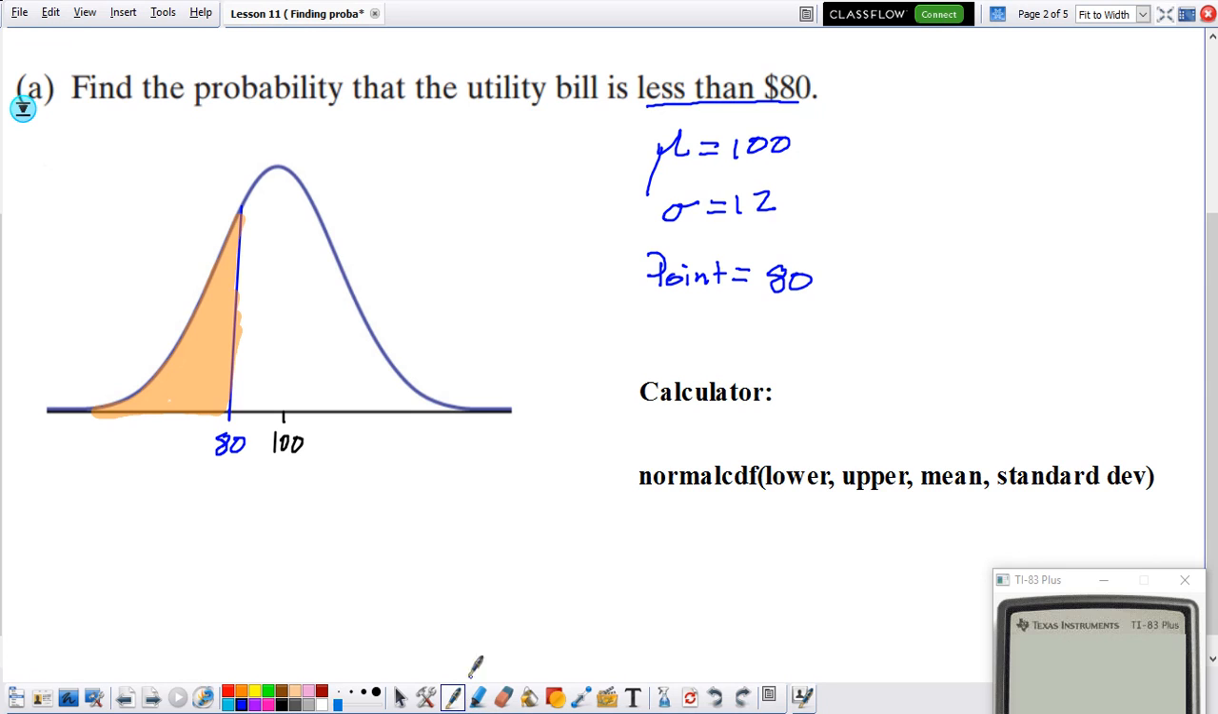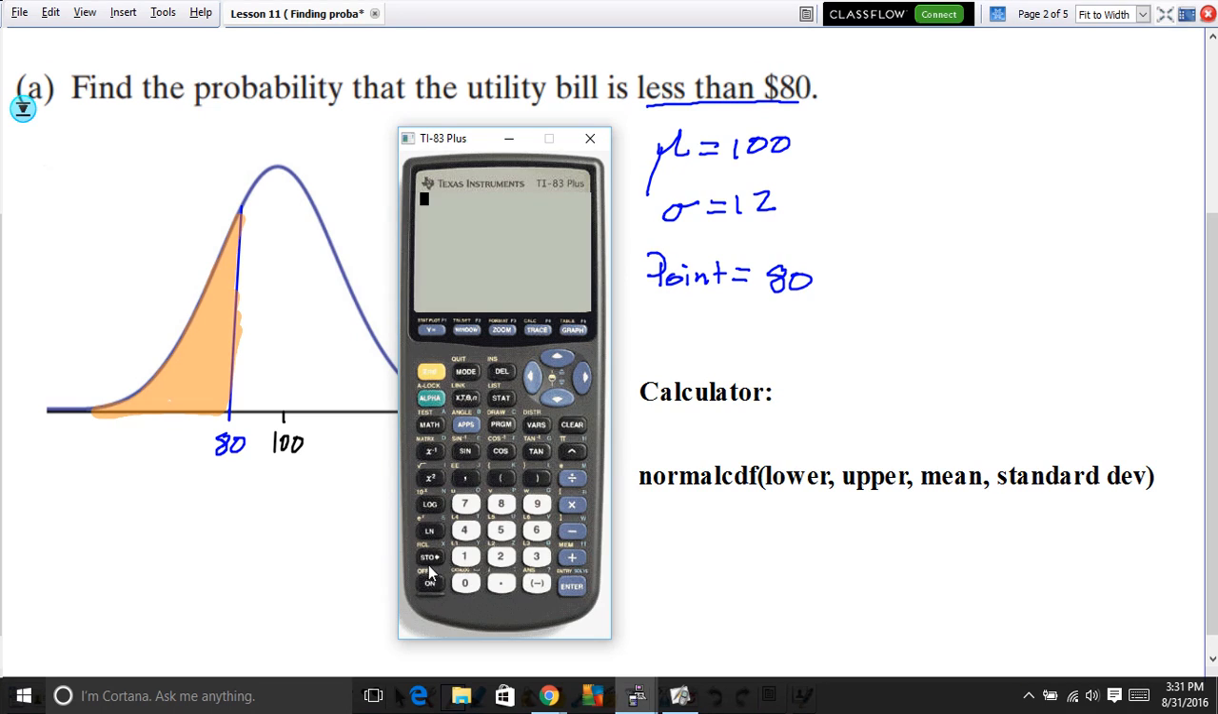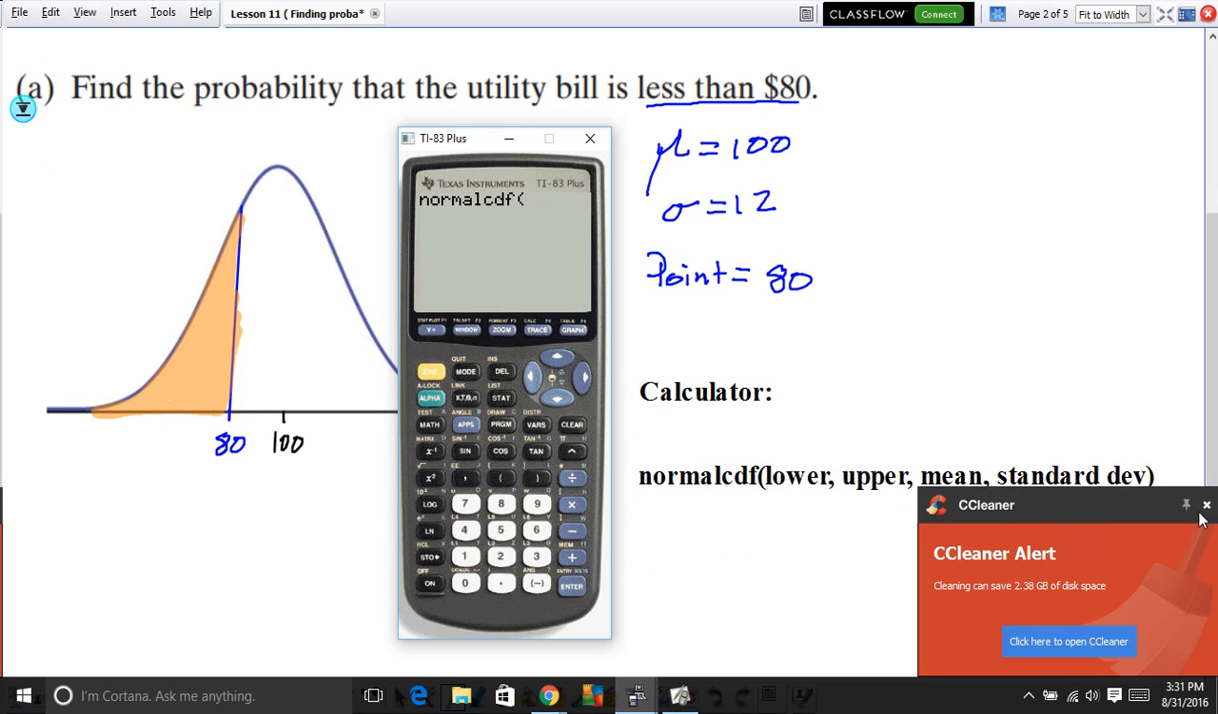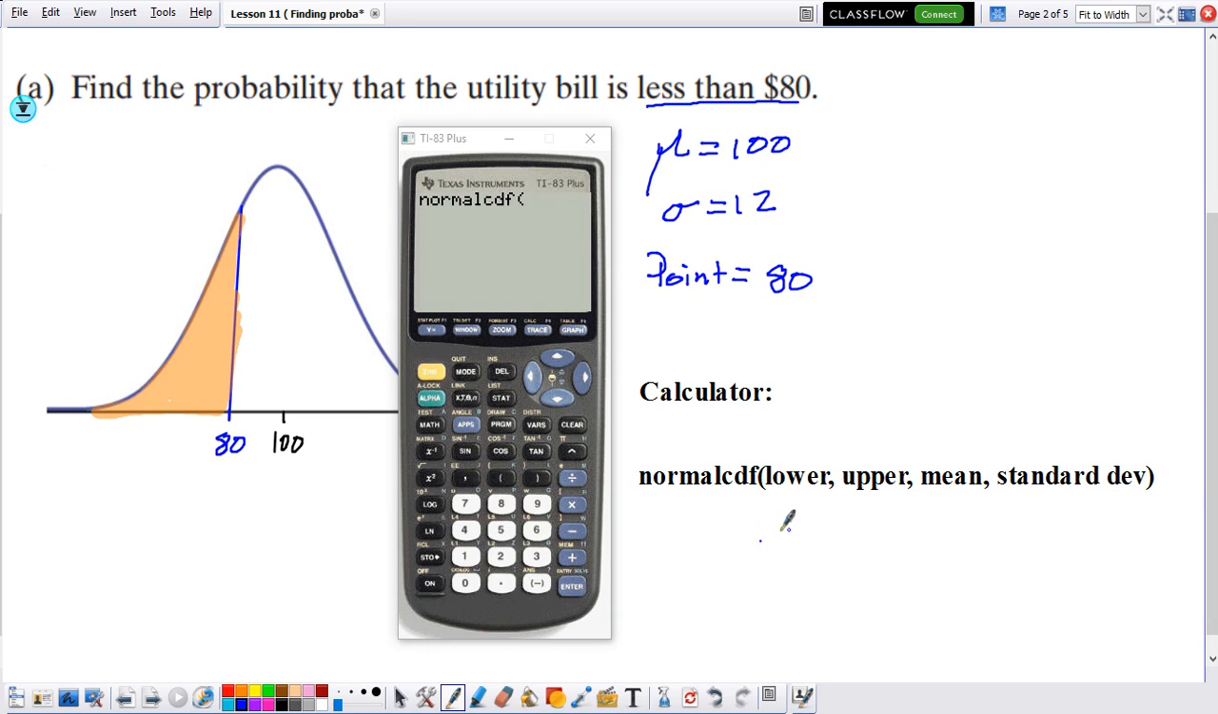Now, in order to do that, we're going to use our calculator. So you're going to turn on your calculator. And we're going to use something called the Normal Cdf. Now, where can you find the Normal Cdf? You can find it under second and distribution. So let's press second, distribution, and now you have it right here. You're going to press Normal Cdf, enter.